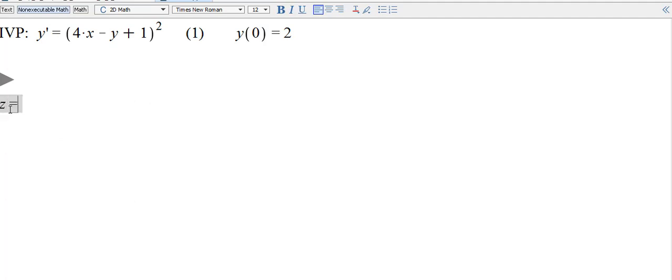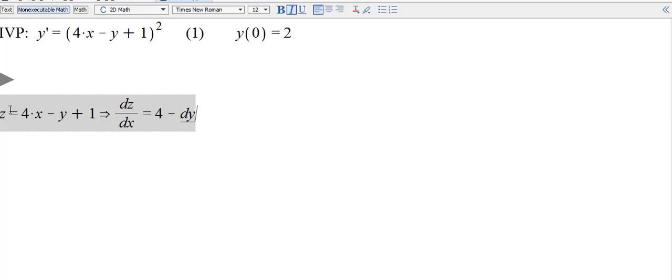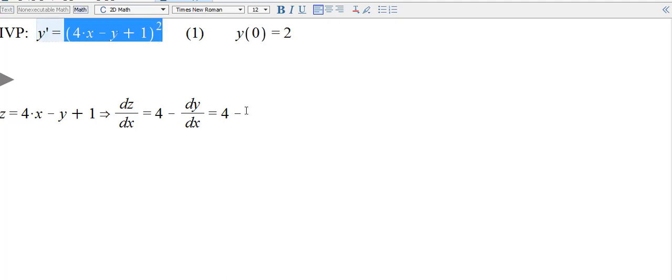So we set z equal to 4x minus y plus 1, and we obtain dz over dx is 4 minus dy over dx. And from equation 1, we have this is 4 minus z squared.